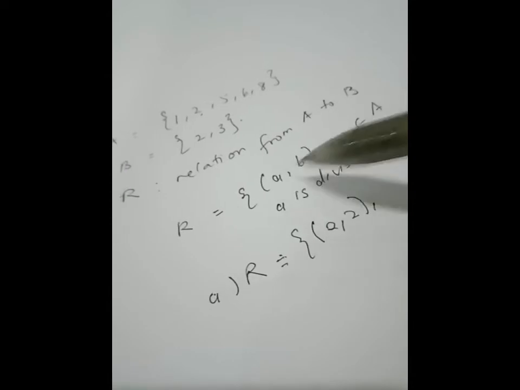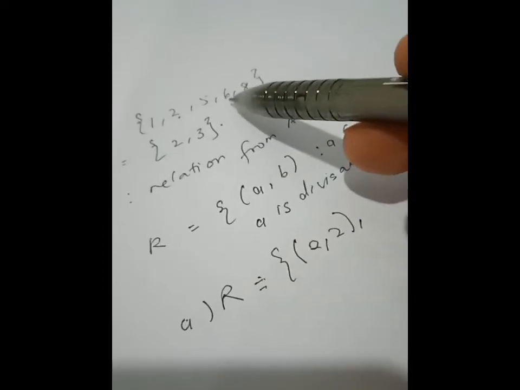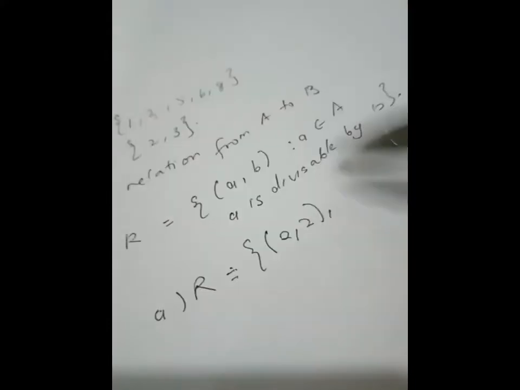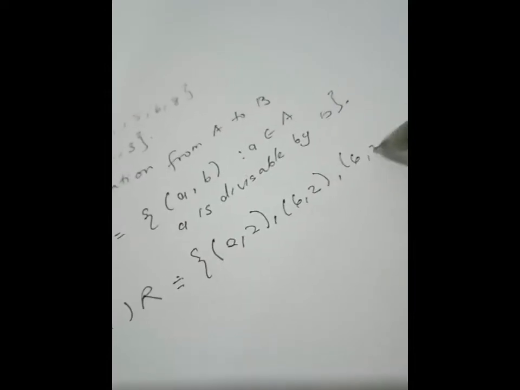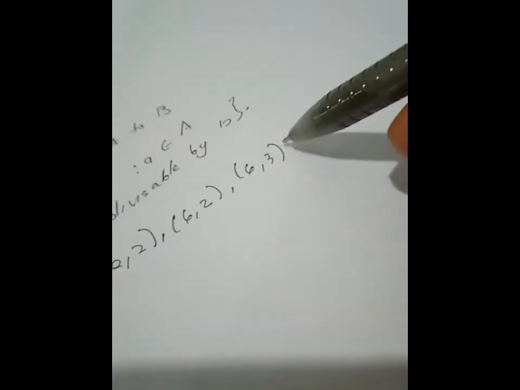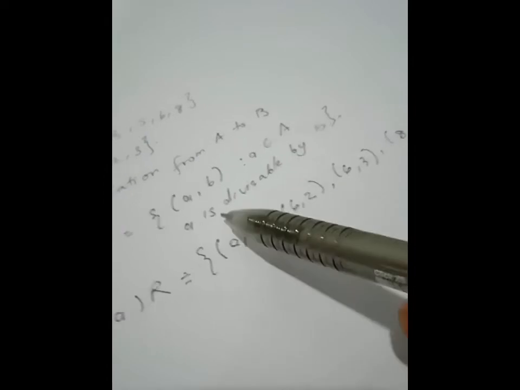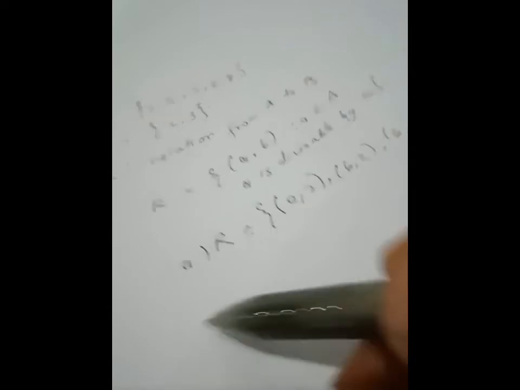Next, 5. Is 5 divisible by any number in B? No. So we skip 5. Next, 6. Is 6 divisible by 2 and 3? Yes. So 6 is divisible by 2 and 6 is divisible by 3. So we have (6, 2) and next is (6, 3). Then number 8. 8 is divisible by only 2. So the last one is (8, 2). So now R is defined from this statement.